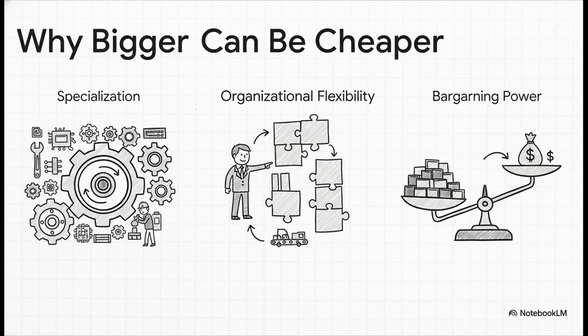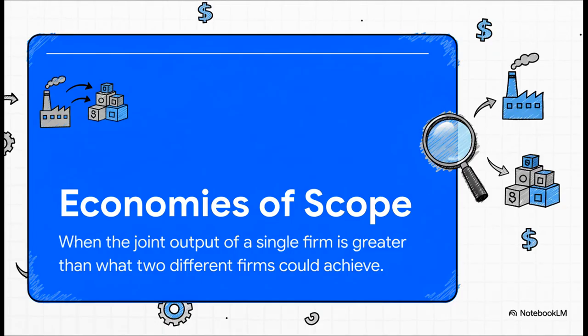Now, there's a cousin to this idea called economies of scope. This isn't about making more of the same thing, it's about making different things together more cheaply. For example, it might be cheaper for one company to make both cars and tractors than for two separate companies to do it, because they can share things like managers, supply chains, or expensive machinery. It's kind of like a two for the price of one deal on the production side.